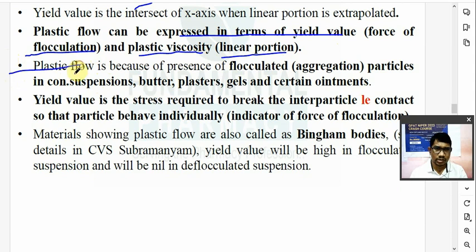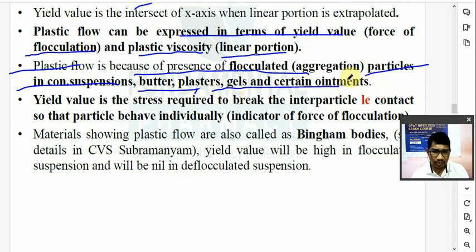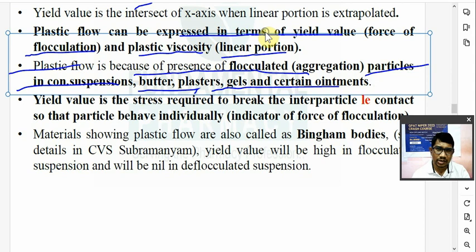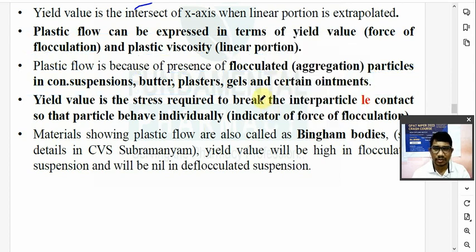Plastic flow is because of the presence of floccules. Plastic flow is because of the presence of flocculated aggregation or floccules of particles in a concentrated suspension. इसमें बटर में भी प्लास्टिक फ्लो होता है, plasters, gels, certain ointments. So remember the examples of material showing plastic flow. Example is nothing but the flocculated suspension, plasters, gel, and certain ointments.